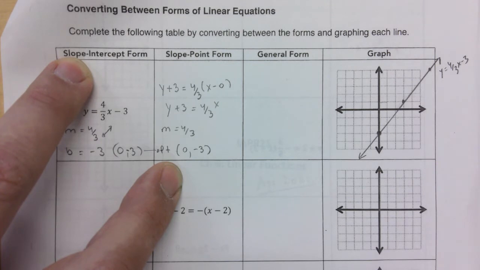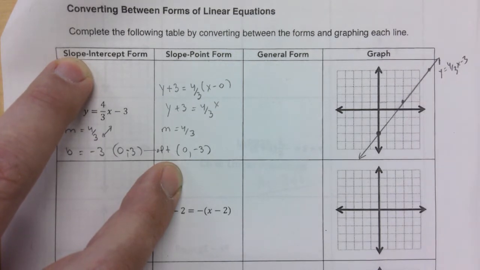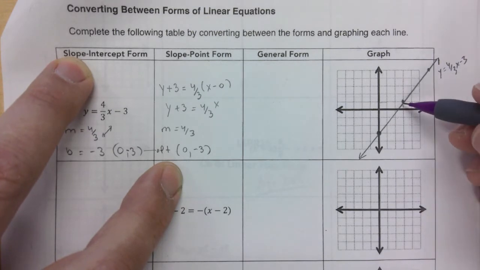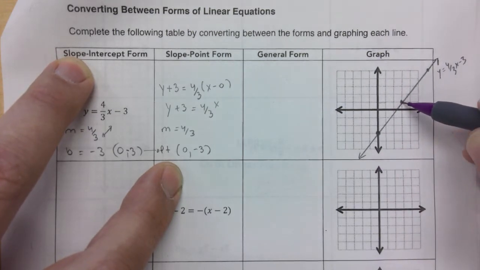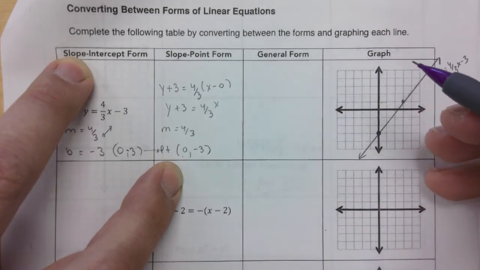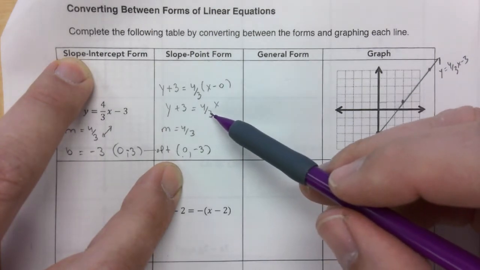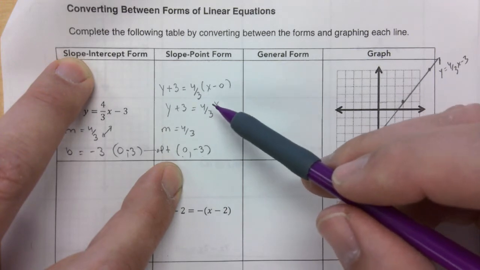But Mr. Durson, couldn't I have picked this point right here as my, quote unquote, point? Yes, absolutely. Any point on this grid, you could have used (1, 3) instead of (0, -3). Fine, no problem. It will look different. Your slope-point form will be different.